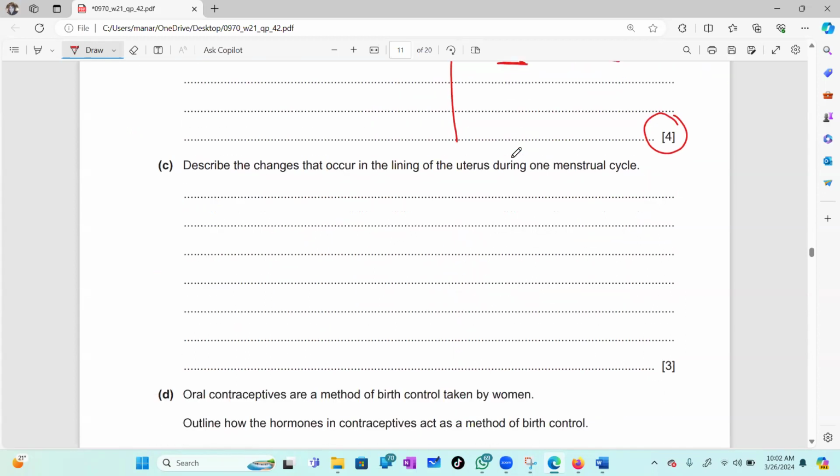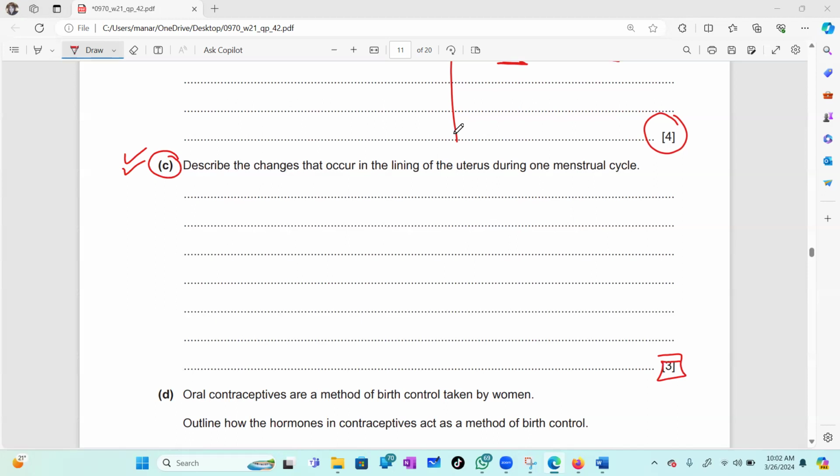Now, C, describe the changes that occur in the lining of the uterus during one menstrual cycle, and this is 3 marks. And most of you got this one correctly. This is actually core. What did you write? Let me choose someone because you prefer to stay silent. I don't know why. Abdul Rahman, what did you write about the lining of the uterus during the menstrual cycle?